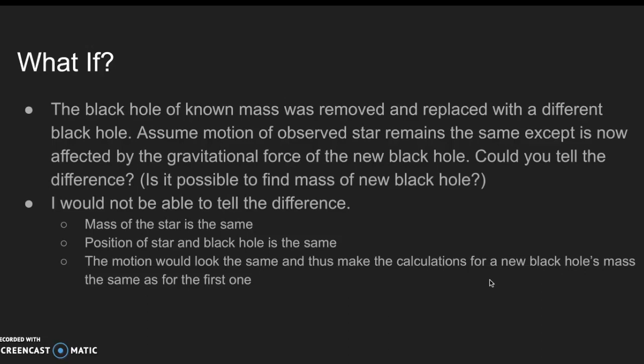No, I would not be able to tell the difference, because if the mass of the star is the same, and the position of the star and black hole are the same, the motion would look the same and thus make the calculations for a new black hole's mass the same as calculated in this lab. This is true of a process where you are using the observed forces to calculate the cause.